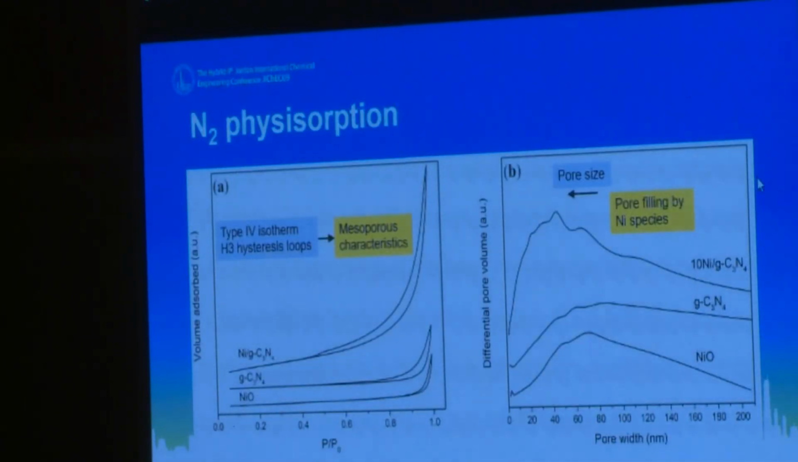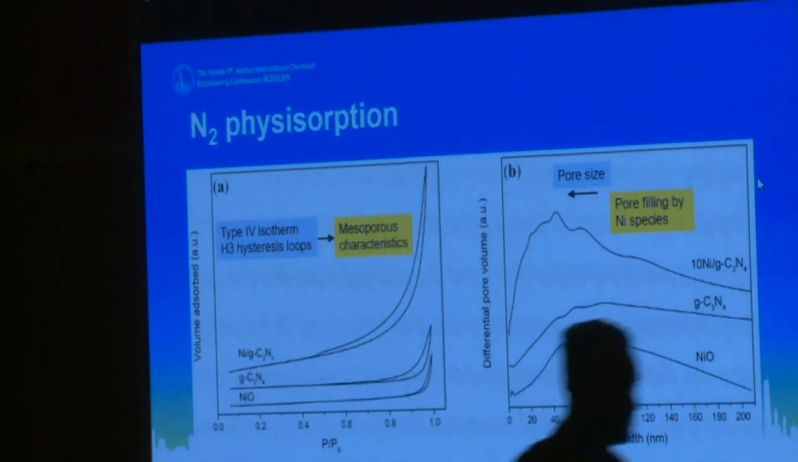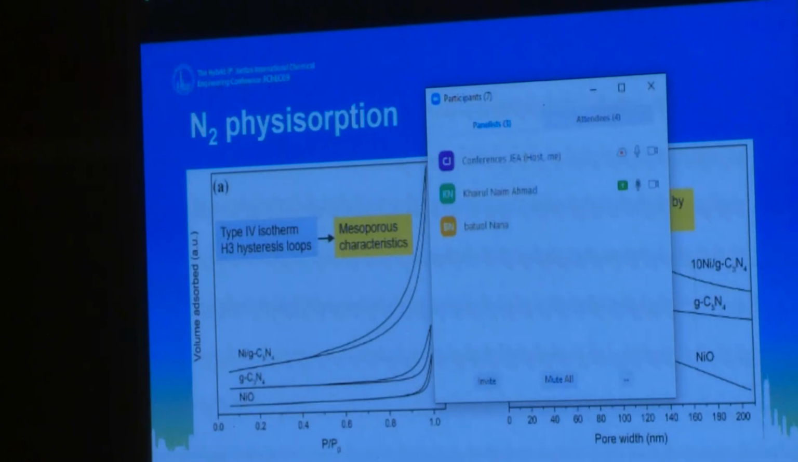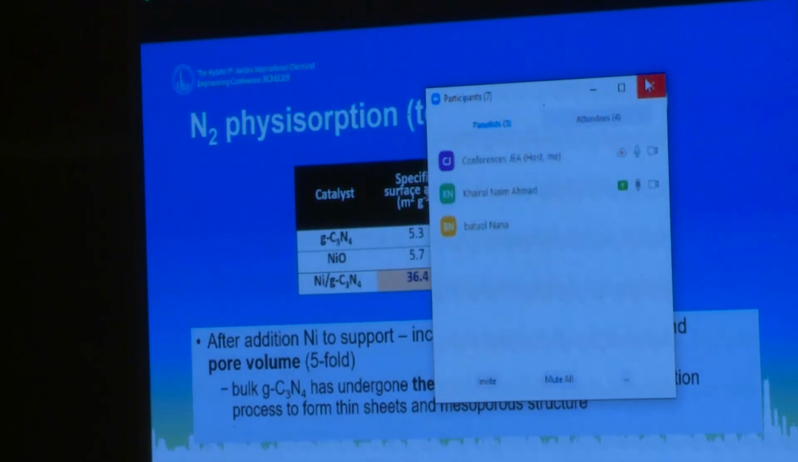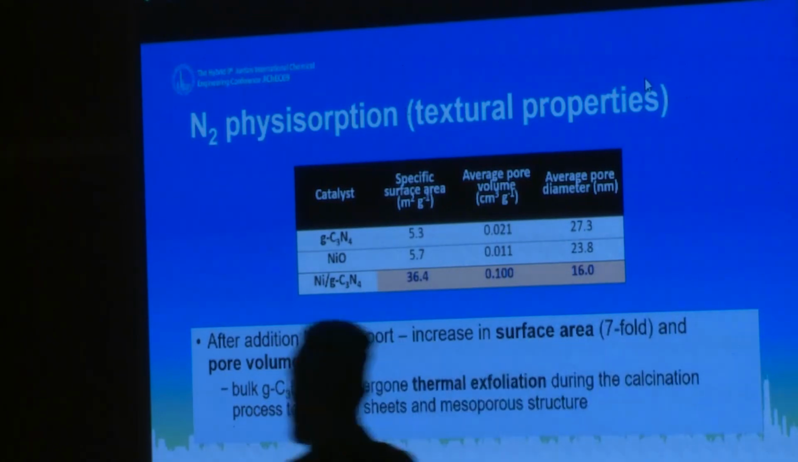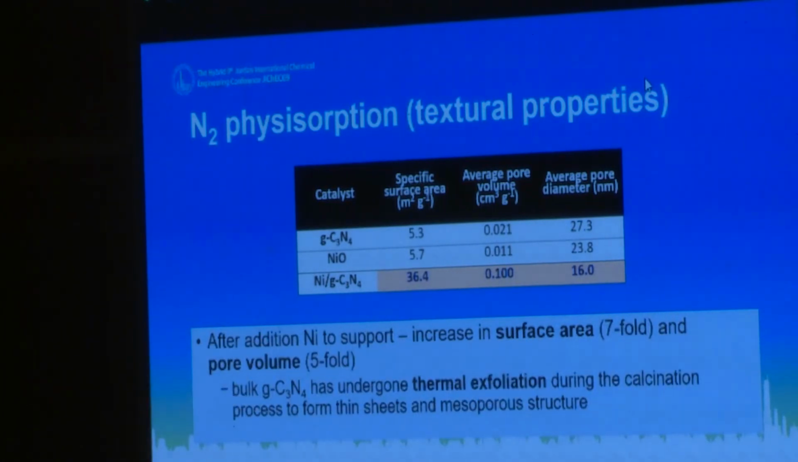Okay. Next, as for the nitrogen sorption analysis, we can see our catalyst, the nickel supported carbon monoxide catalyst, shows the mesoporous characteristics, and also the reduced pore size due to the pore filling by nickel species on the support. Okay, and also the data of the BET surface area shows a 7-fold increase, and the pore volume increased by 5-fold compared to the bulk carbon monoxide support, which we can explain by the support having undergone the thermal exfoliation during the calcination process to form thin sheets and mesoporous structure.